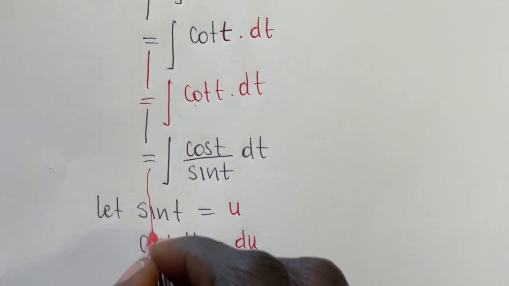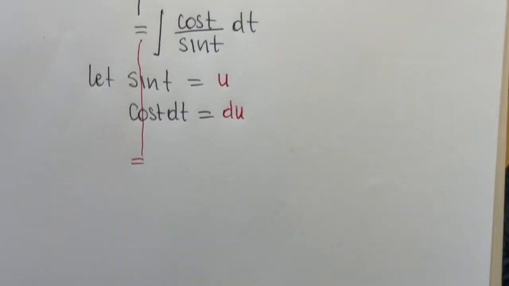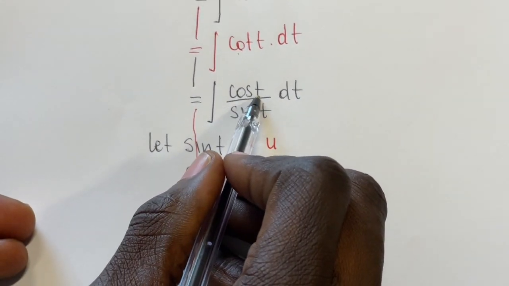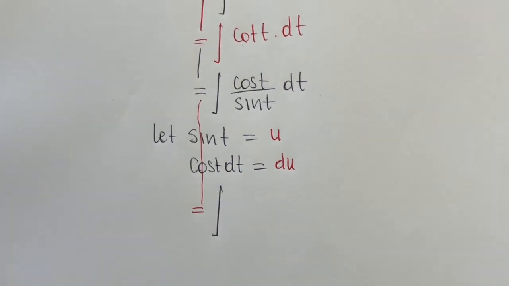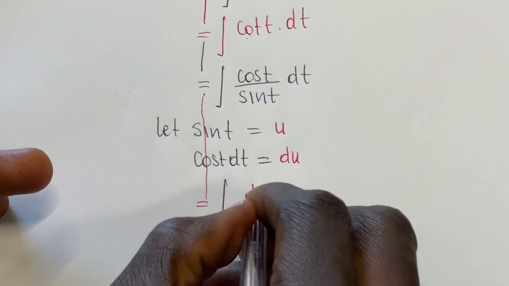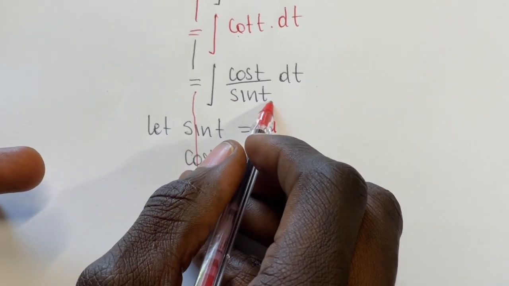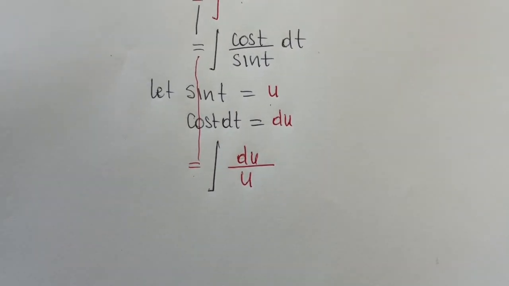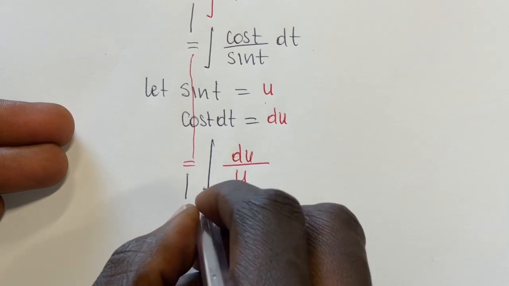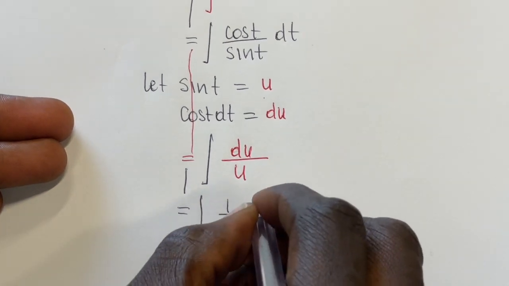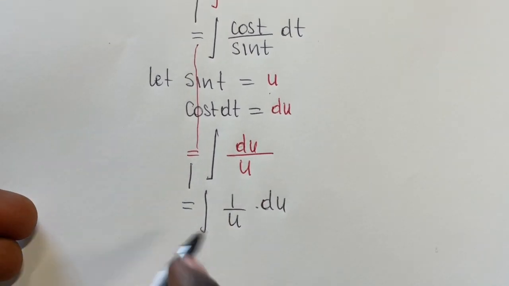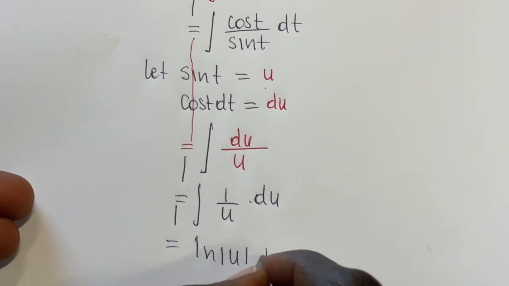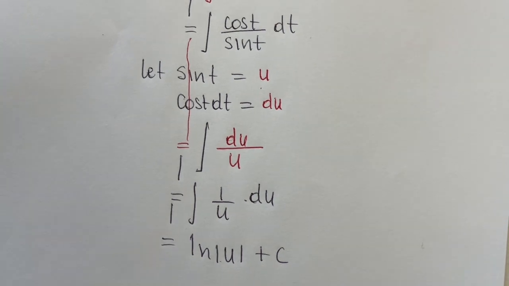So this integration can now be written as: the integral of cos t dt, we just said, is du. So we're going to have du over sine t, which we already said is u, so we have u. So what should this integration be? This integration is the integral of 1 over u times du. Now 1 over u integrates to ln of u plus c. I put the absolute value.